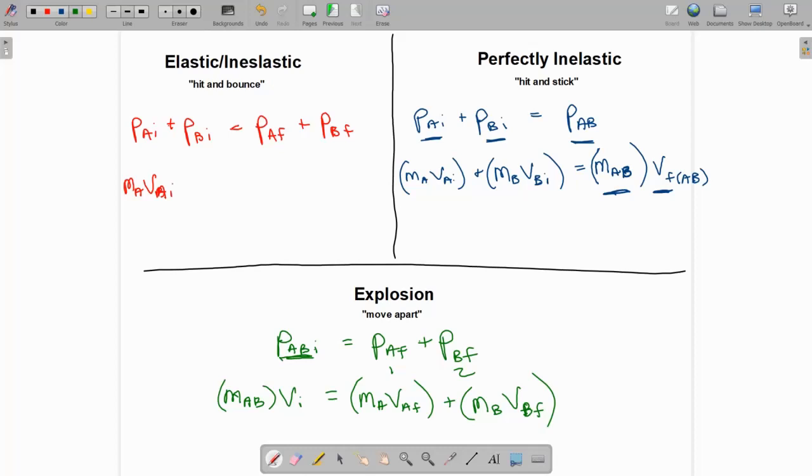It's just a matter of whether those objects are sticking together or moving apart, or if they were initially apart and continue to move apart after the collision. So it's dependent on what we're looking at there, and you'll be able to pick that up from the worksheet or the problem that we're doing.